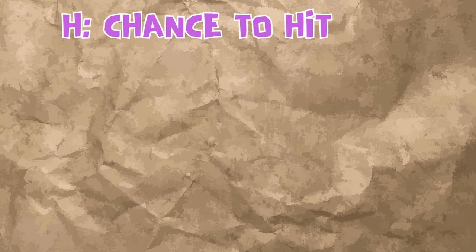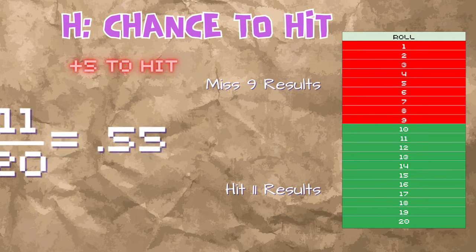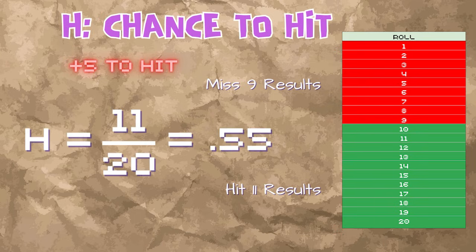An example of this is if a character has a +5 to hit against an AC of 15, rolls 1 through 9 would be a miss, and rolls 10 through 20 would be a hit. Thus, you will have 11 successful outcomes. 11 over 20 is 0.55.